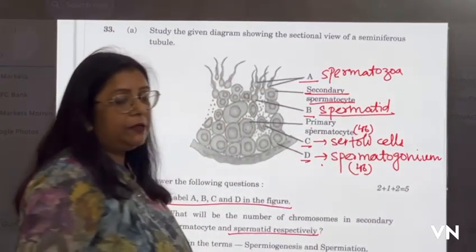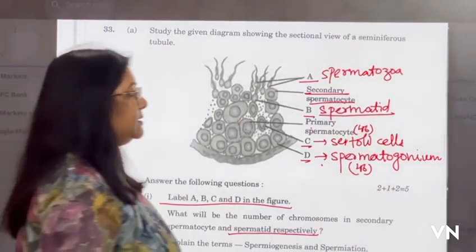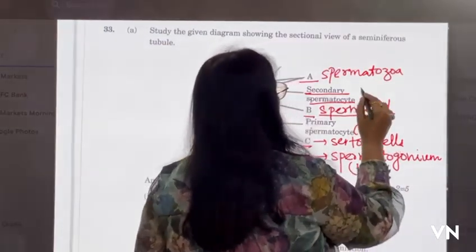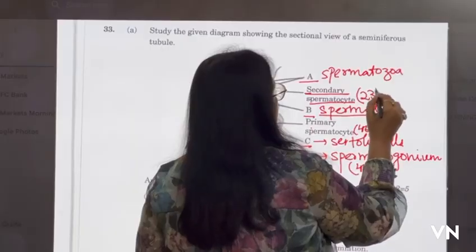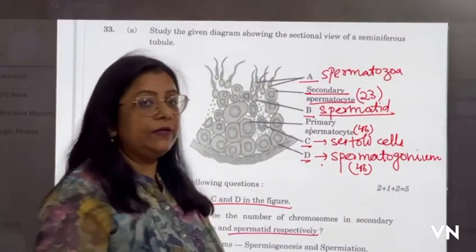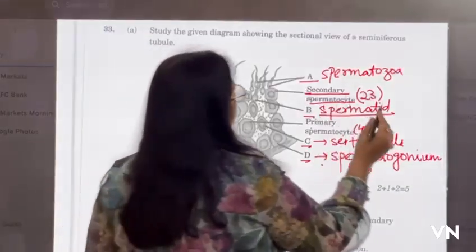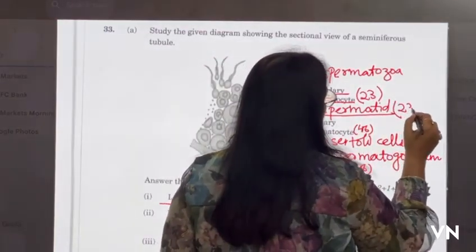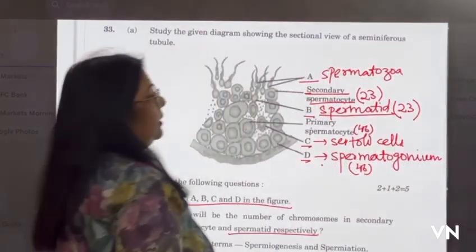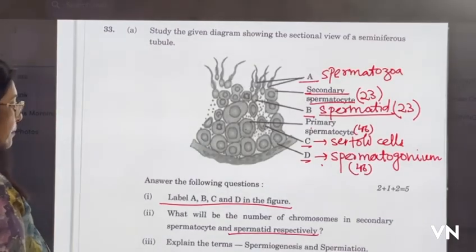Then the primary spermatocyte undergoes first meiotic division and secondary spermatocytes are formed, so 23. And then secondary spermatocyte undergoes second meiotic division in which there is no change in the chromosome number. So spermatids will be formed and they will have 23 chromosomes, haploid.